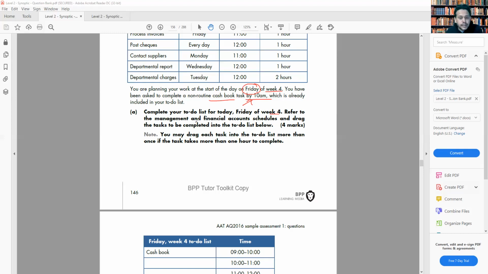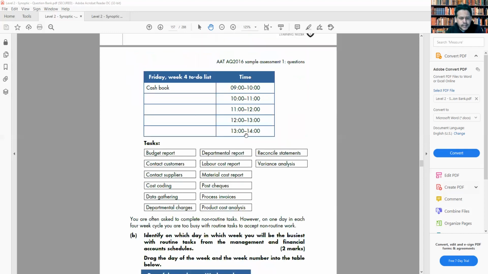Refer to the management and the financial accounts schedule and drag the tasks to be completed into the to-do list below. All right, you may drag each task into the to-do list more than once if you need. If we need, we can do that. All right, so let's have a look. What is the to-do list we have here? So this is the to-do list we have. All right, so let's write it down here on the corner so that when we do the question, we can still see it.